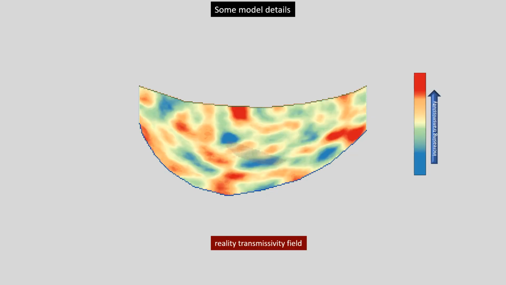So here is reality, and it's one such random field. We can see spatial correlation of heterogeneity follows the river pretty well. Things are more isotropic at the top of the model domain.